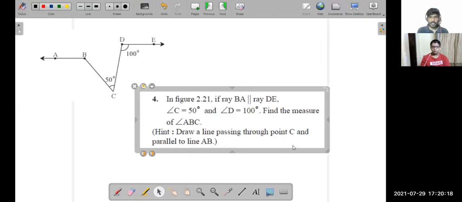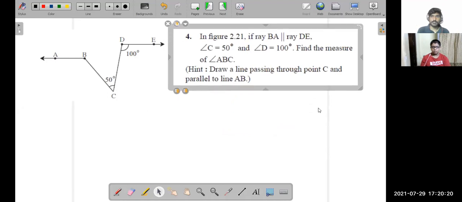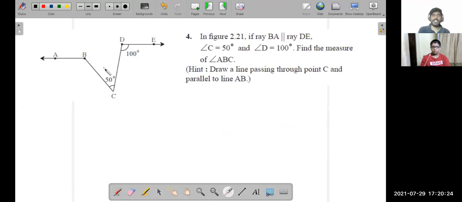Okay, let's understand this first. In the figure, ray BA is parallel to DE. These two are parallel to each other. Angle C is 50 degrees, angle D is 100 degrees. Find the measure of angle ABC. That is, you have to find the measure of this angle ABC.